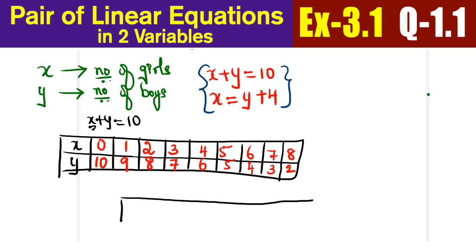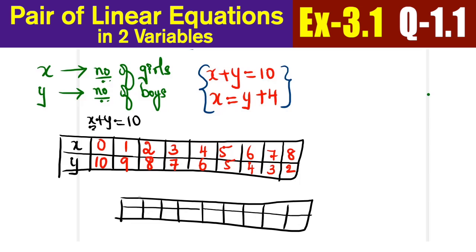For the second equation, it is x is equal to y plus 4. So let's first tabulate the data. X and y. Let's start assuming the values. I'm going to assume the value x is equal to 0. So what happens now? This 4 goes there, so y is equal to minus 4. So 0, minus 4. Then x is equal to 1 means y is going to become minus 3 in this equation. So x is equal to 2 means y is minus 2.